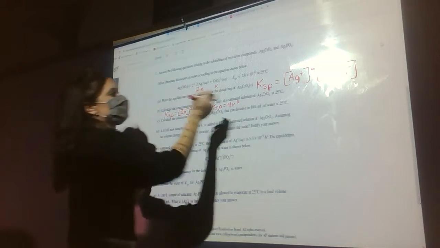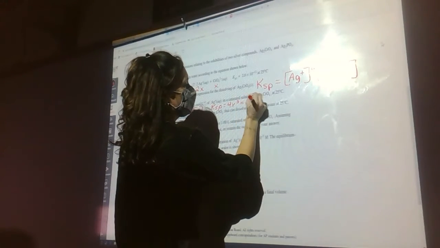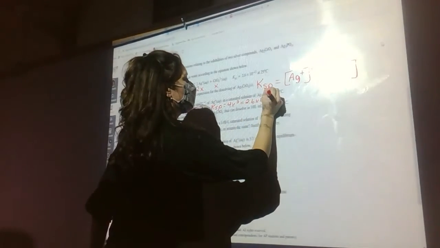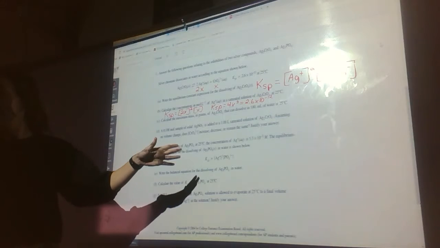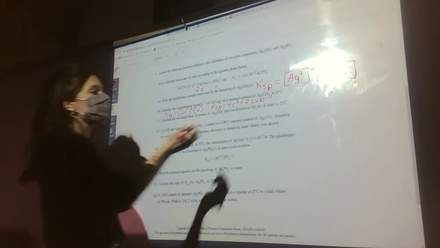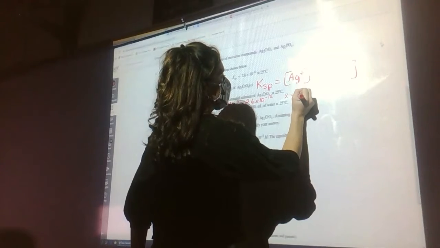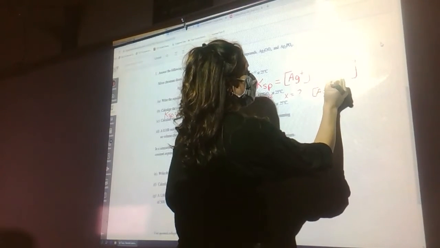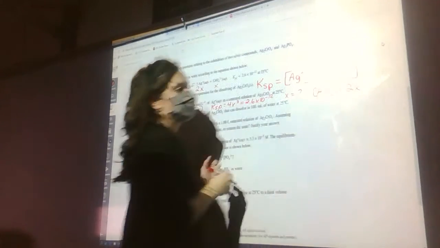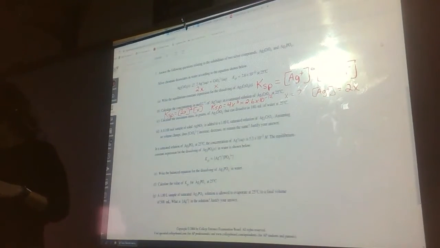They gave me KSP, 2.6 times 10 to the negative 12th. Divide by 4, take the cube root. Once you have x, I don't know what it is, but it doesn't matter, then you just take 2 times that to find silver. So the concentration of silver is 2x. Questions?